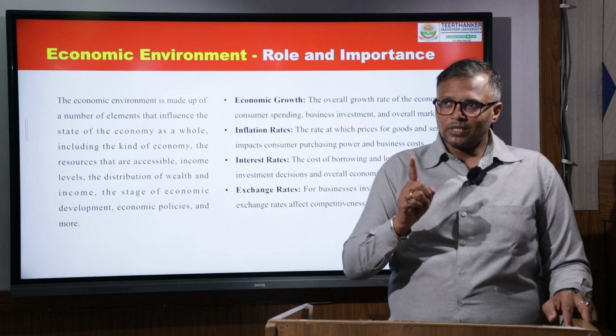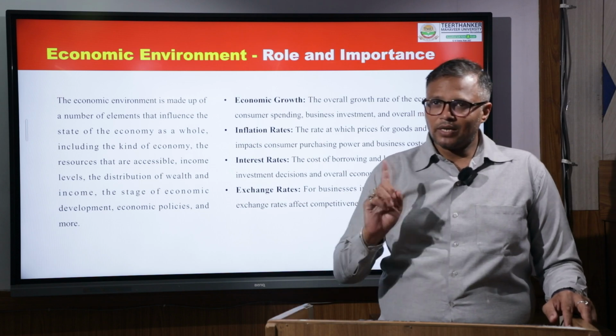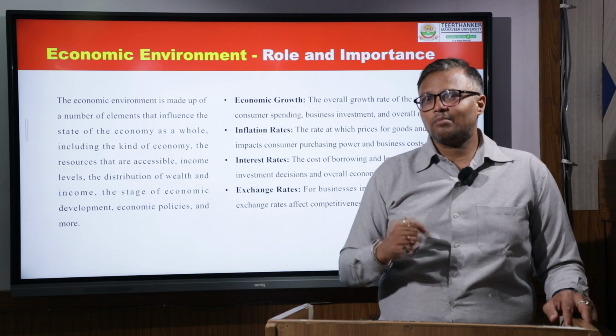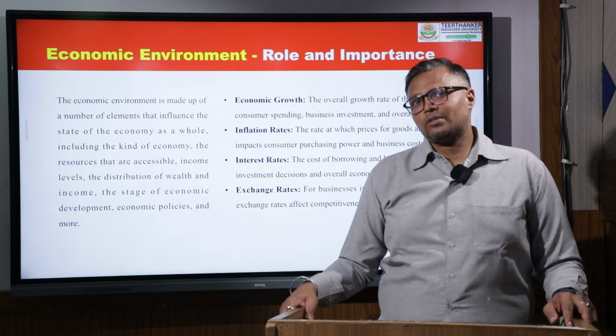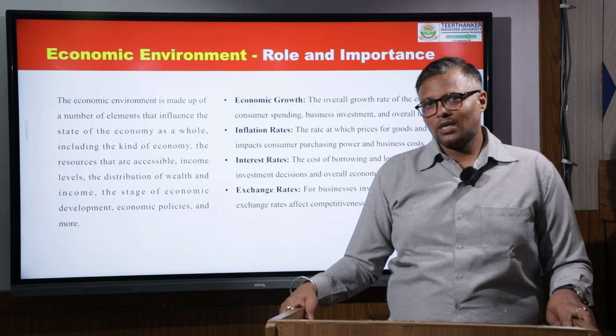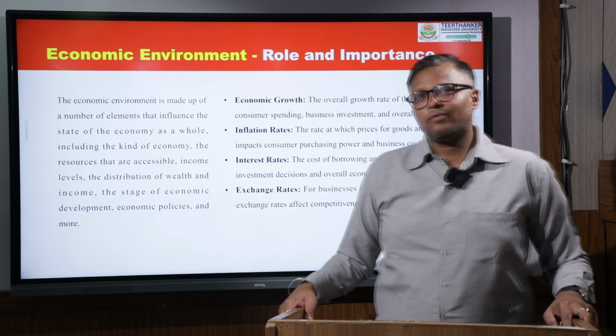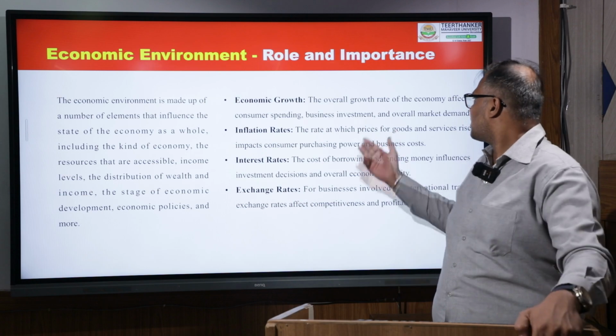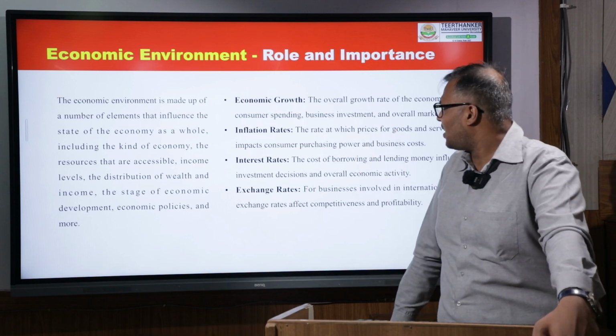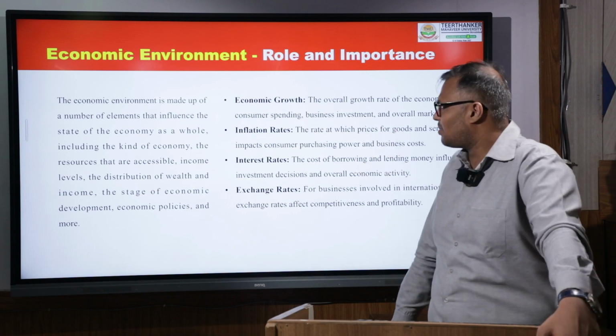This is basically the various policies which have been drafted by the government, by the state government, by various agencies, which are in favor of the business houses or industries. And those policies or frameworks are impacting the organization strongly. Thus, the overall growth rate of the economy affects consumer spending, business investments, and overall market demand.